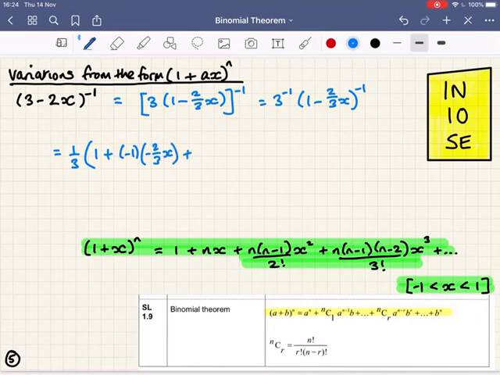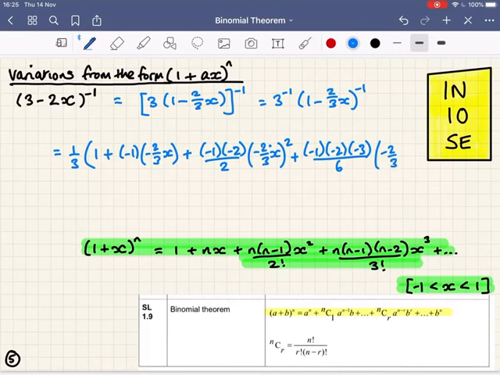And then it's going to be plus minus 1 times minus 2 over 2. And we're going to have minus 2/3 x all squared this time. And then third term, minus 1 times minus 2 times minus 3 all over 6 times minus 2/3 x all cubed. And then that will be plus dot dot dot and close the brackets.